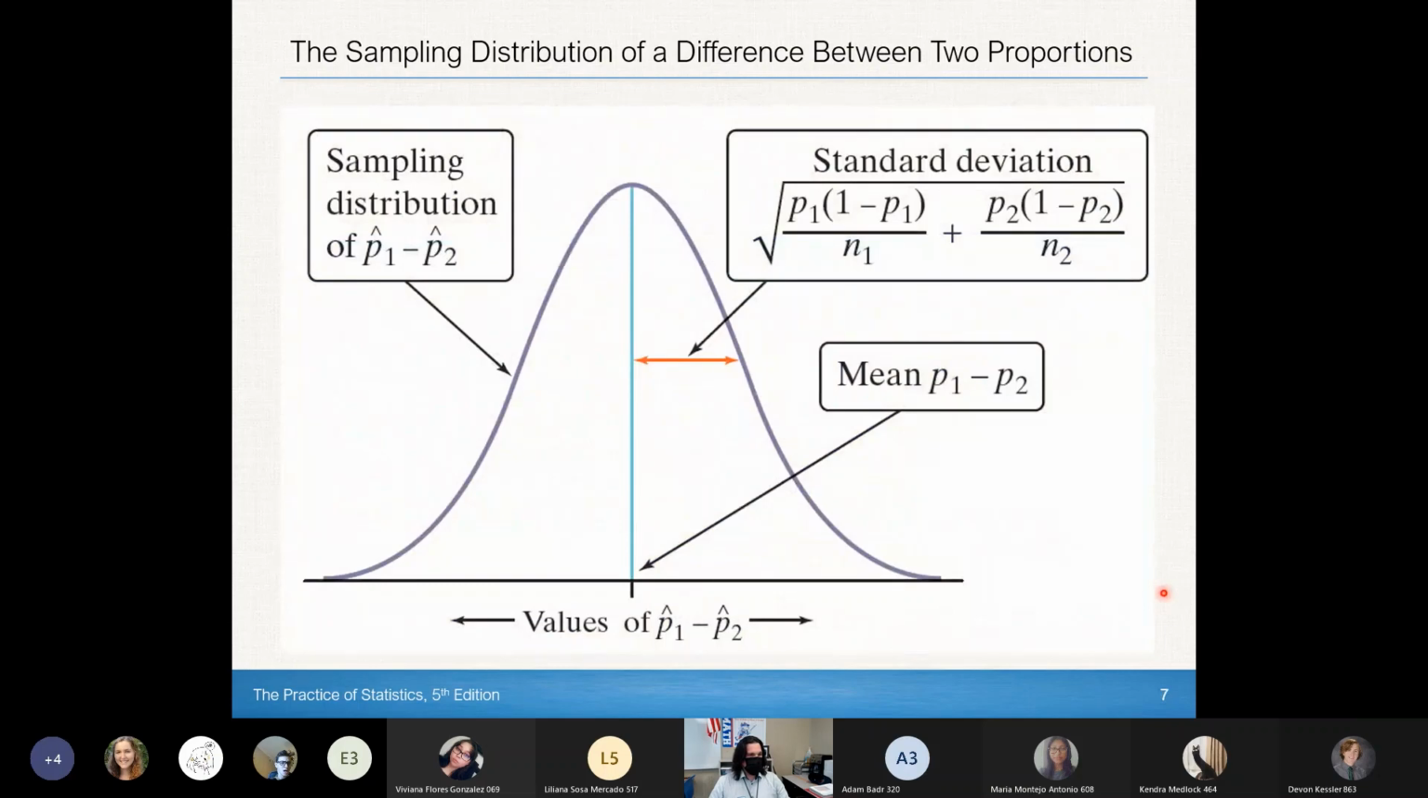And we have a visual of this information. The curve here is our sampling distribution of p hat 1 minus p hat 2. The horizontal axis represents all the possible values of p hat 1 minus p hat 2 based on our sampling distribution. The standard deviation helps us determine the width of our distribution, and the mean, p1 minus p2, should be the center of our distribution.